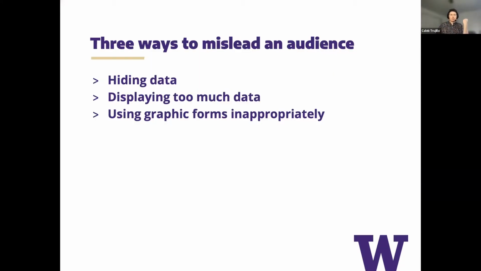So probably the three most common ways that data visualizations are used to mislead an audience are hiding data, displaying too much data, or using graphic forms inappropriately. And I'll talk about examples of each of these from the reading. Okay, so how do you hide data?